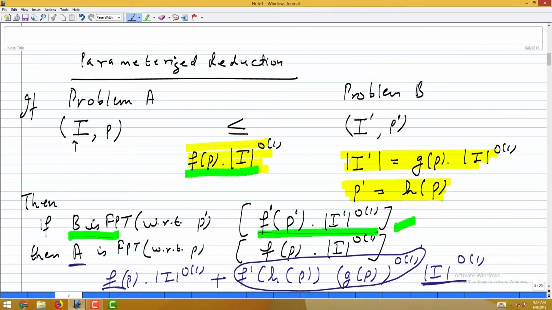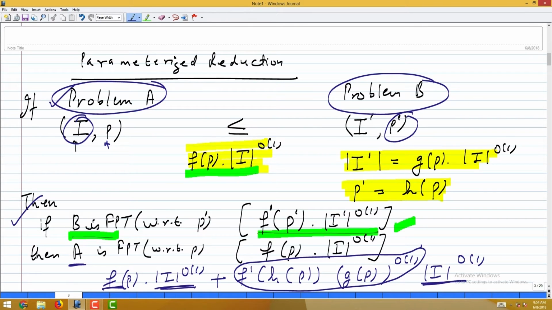And again, this is f of P and this is polynomial in n. So the whole algorithm runs in time, again I am using f, it is some f of P into polynomial in I size, which is an FPT algorithm for the problem A, right? So if I have such a reduction, then we can always give this, right? And hence, if we have to prove that a certain problem is not FPT, if we start with a problem A that is known to not have an FPT algorithm with respect to a particular parameter P, then if we can give such a reduction, then we know that B cannot have an FPT algorithm with respect to this parameter P prime, right? The same as the NP hardness corollaries that we get.